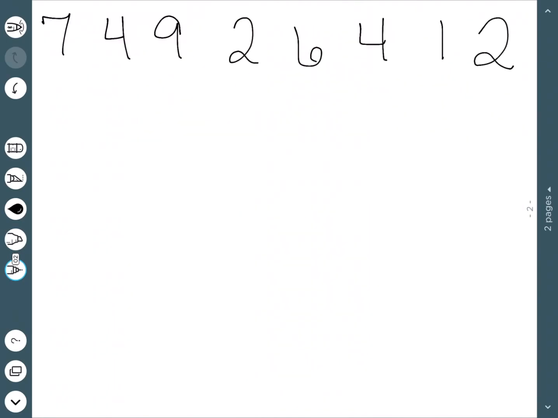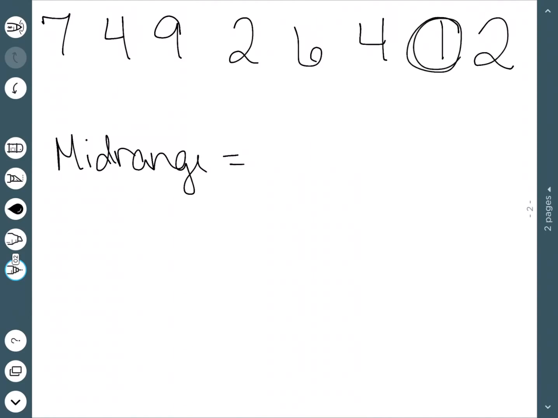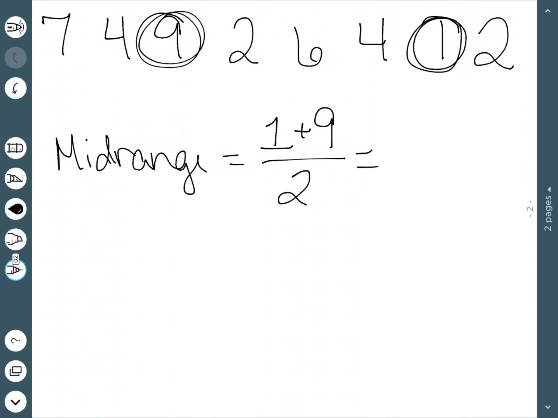Here we have a data set, and we want to find the mid-range. So in order to do this, we need to average the smallest, which we see as the 1, and the largest, which we see as the 9. So we add those numbers up and divide by the number of numbers, which is 2. So 10 over 2, in this case, our mid-range is 5.